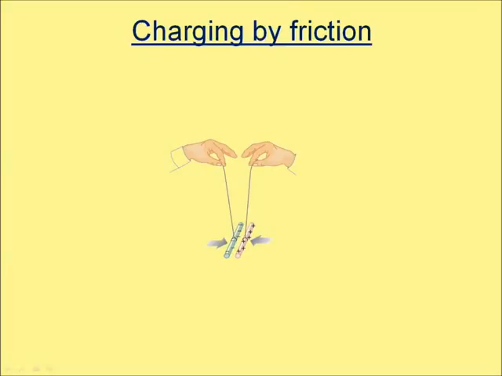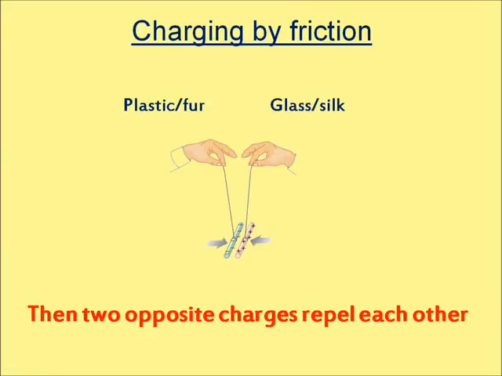other. Let's consider now a negatively charged rod and a positively charged rod that are brought together. Then they attract each other. Then we can conclude that two opposite charges attract each other.